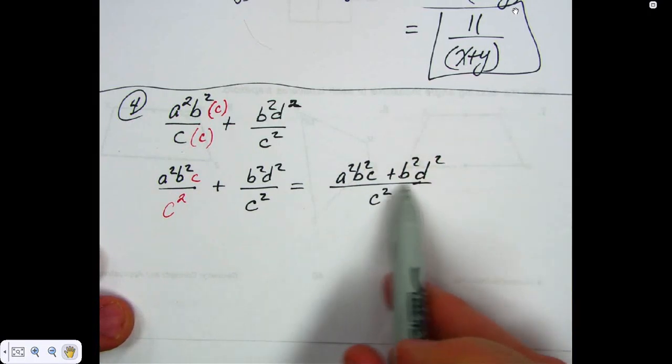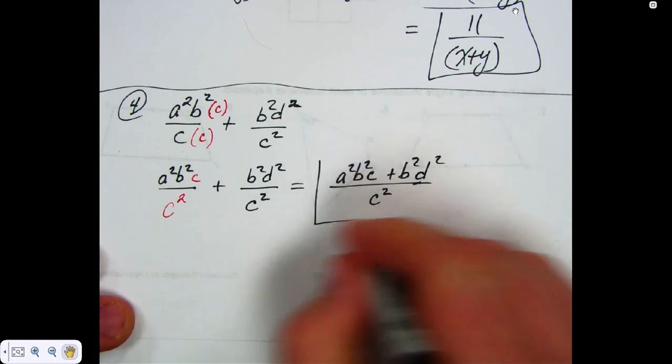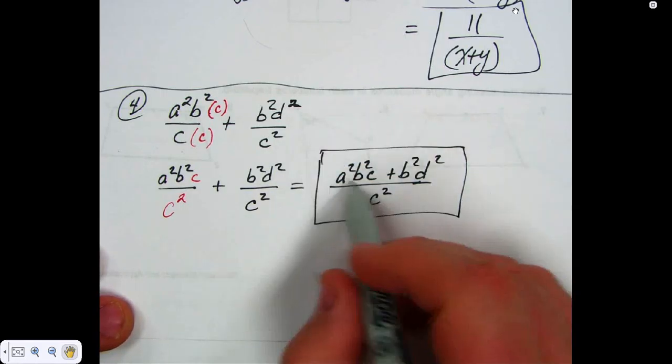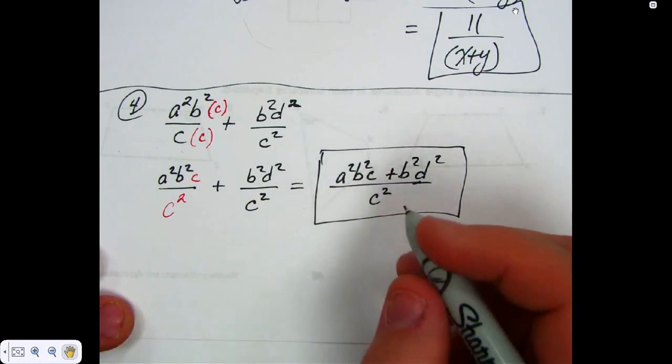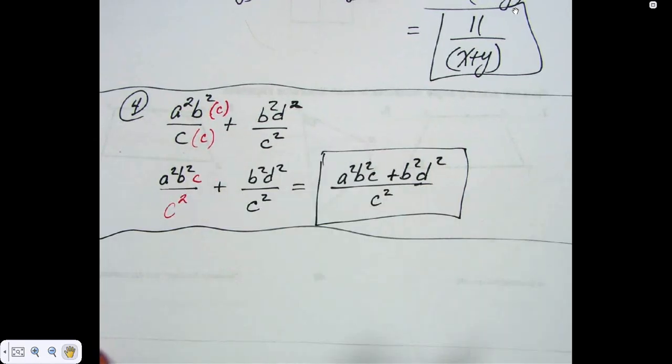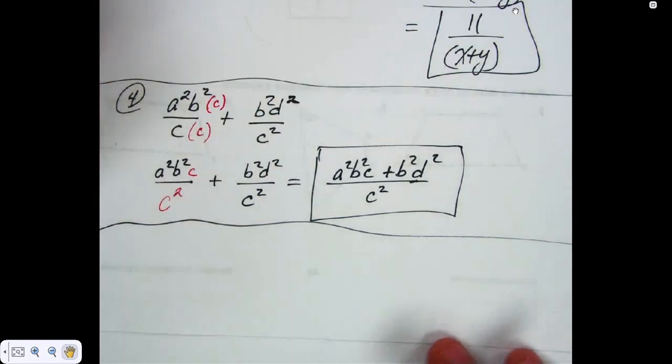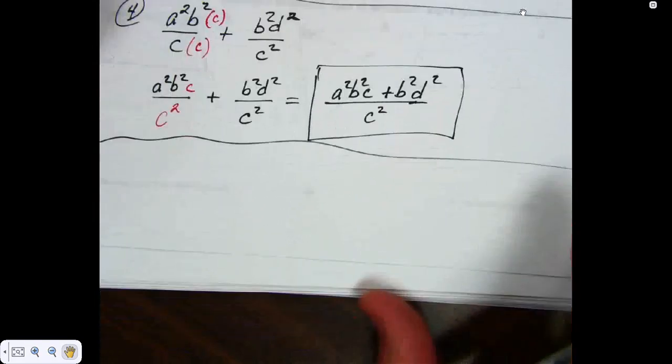Now, look at that ugly mess up there. Yes, it's ugly, but guess what? They're not even close to like terms. So can you add them? No. You're done. Heck, when they come out ugly like that, in a way, they're easier. Okay? Pause if you need to.